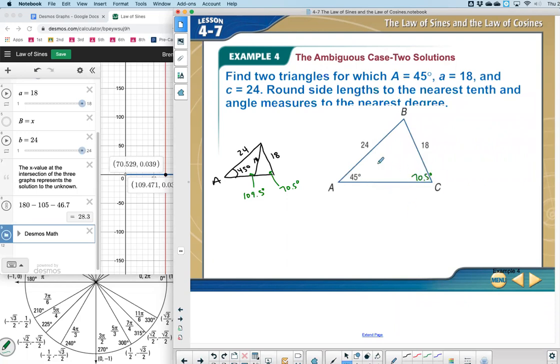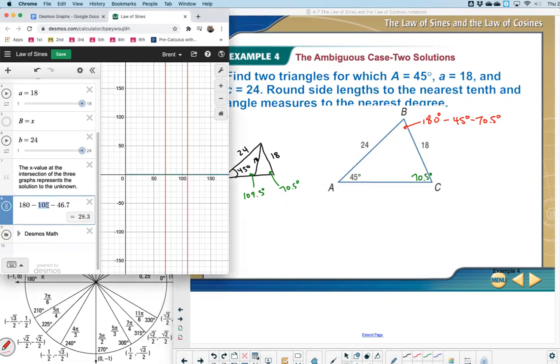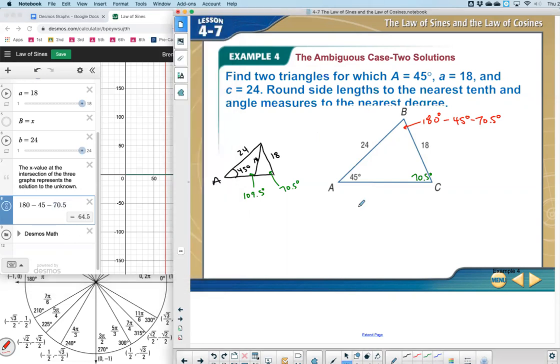Okay, y'all tell me, I've been talking a lot. How would I find angle B here? Very good. So for this one, we would say 180 minus 45 minus 70.5. Now I know it says round to the nearest degree. I'm going to round to the nearest tenth to make more sense out of what we do today. So I'm going to take 180, subtract the 45, and then subtract the 70.5. And I get 64.5.